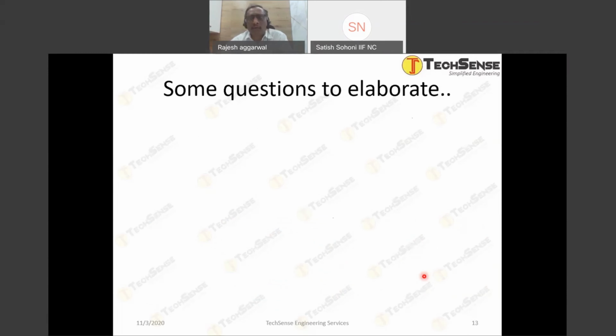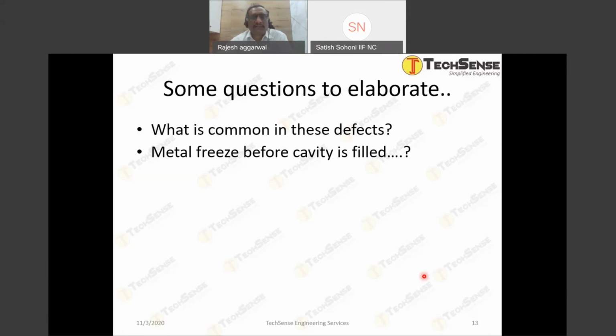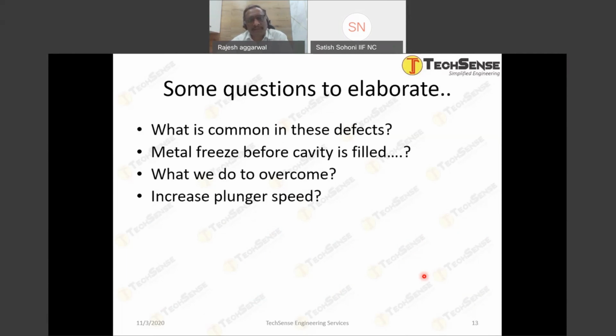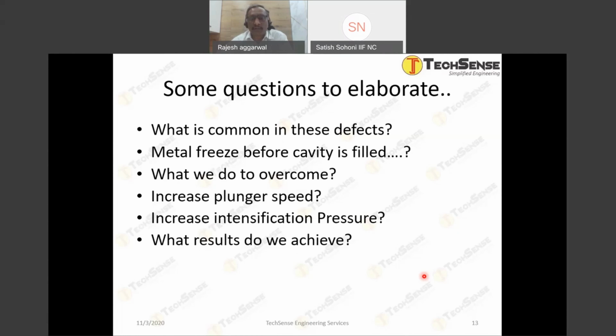So we just have a few questions to understand and elaborate. What is common in these defects? One of the common points is that the metal freezes before the cavity is filled. So what do we do to overcome this? We increase the plunger speed, we increase the intensification pressure. What results do we achieve? We do achieve certain results, good quality castings, I will say, with these actions.